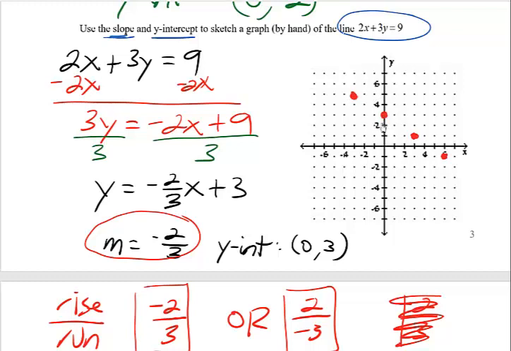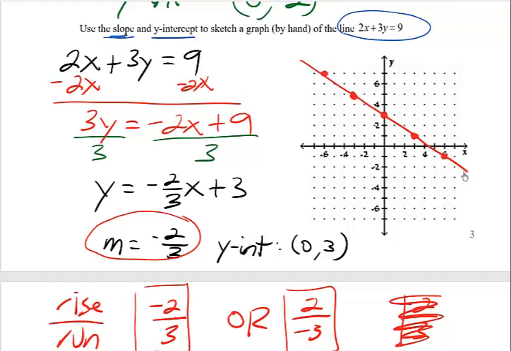Well, do you see it doesn't matter? I still got another point on that same line, whether I went down 2 and right 3 or up 2 and left 3. I think I can fit one more point on there if I go up 2 more and then left 3 once again. And then we just need to connect the dots and we've got ourselves our line. This line is the graph of the original equation.